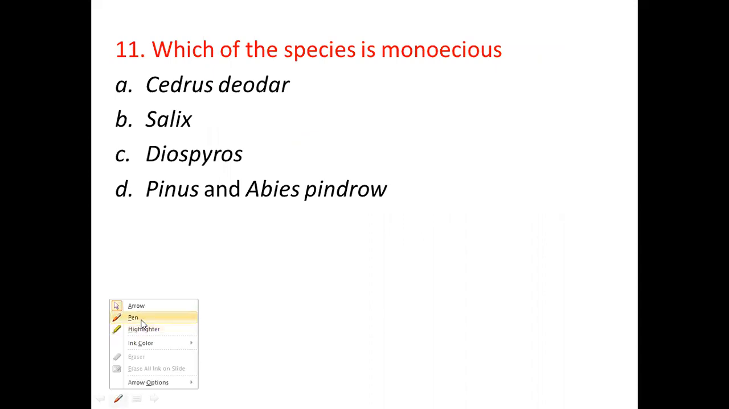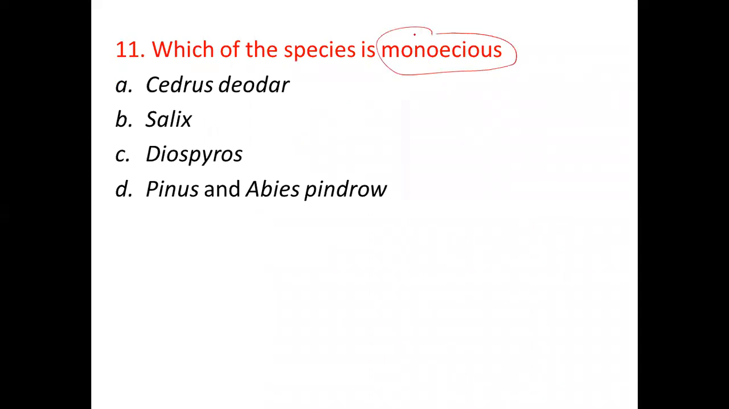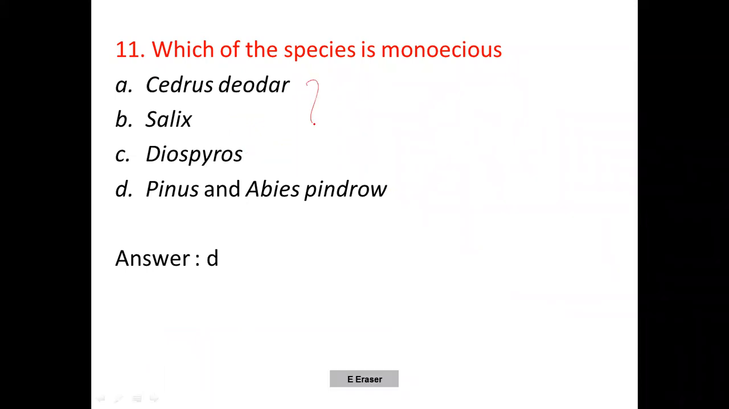Which of the following species come under monoecious? Monoecious means both male and female flowers are on a single plant. That is mainly the Pinus species as well as the Abies pindrow species. And the rest, like Cedrus deodara, Salix species as well as Diospyros, come under dioecious plants, where the female is on one plant and the male is on another plant. This is one thing you need to remember.